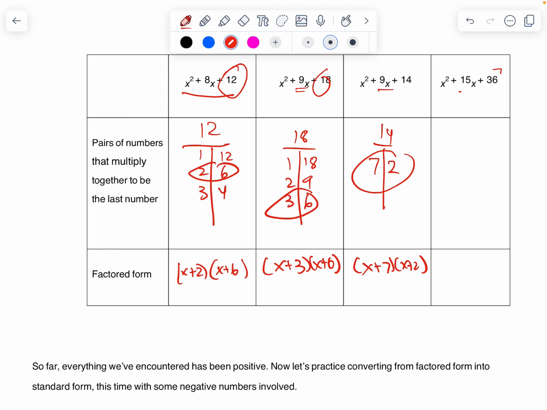And then we got 36. That one's a tricky one because 36 has a lot of factors. We're just going to go ahead and start writing these out. 3 and 12, 4 and 9, 6 and 6. And you can use a calculator to help you get these factors if you need to. This middle term is 15, and we get it with a 3 and 12. So we can write this as x plus 3, x plus 12.